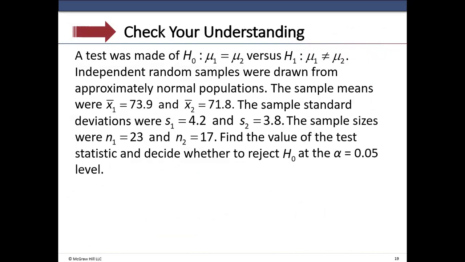Independent random samples were drawn from approximately normal populations. Sample means were x1 bar 73.9, x2 bar 72.8. Sample standard deviations were s1 4.2 and s2 3.8. Sample sizes n1 is 23 and n2 is 17. Find the value of the test statistic and decide whether to reject H0 at alpha equal to 0.05. So STAT, TESTS, two sample t-test. We do not use the two sample z-test because we do not know the population standard deviations. So x1 bar is 73.9.